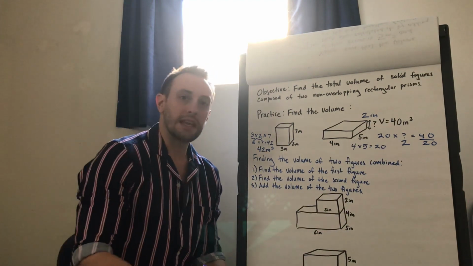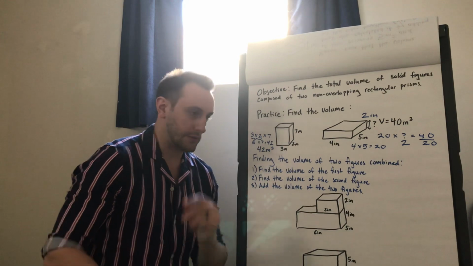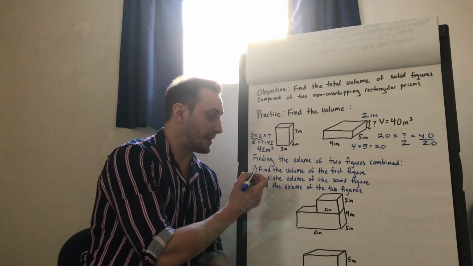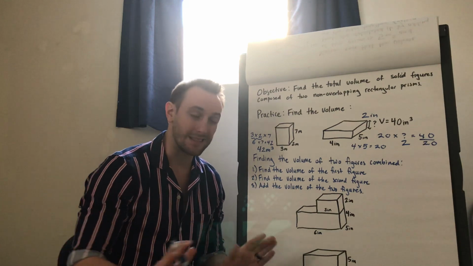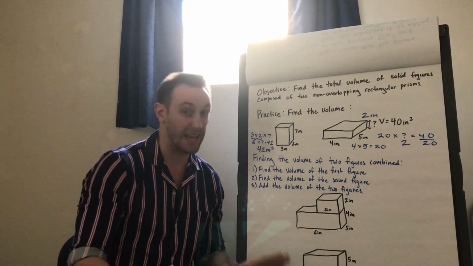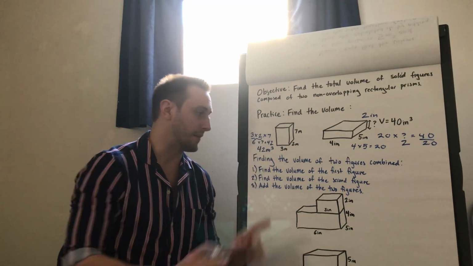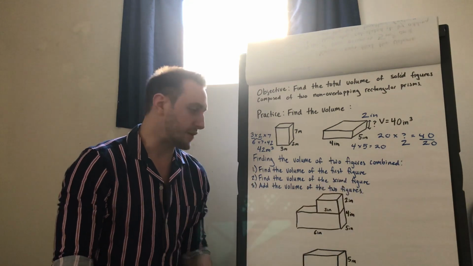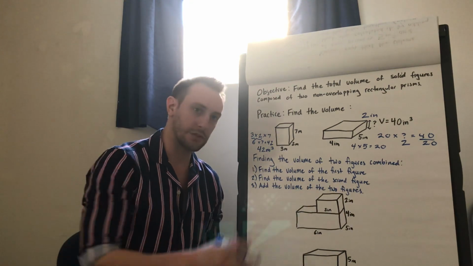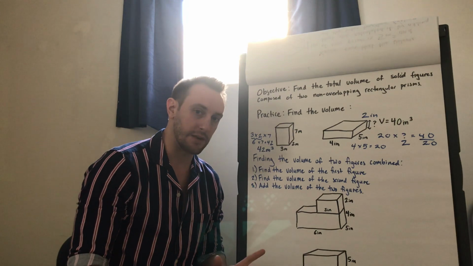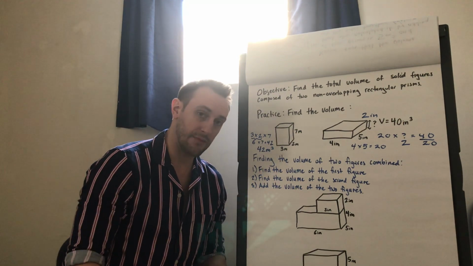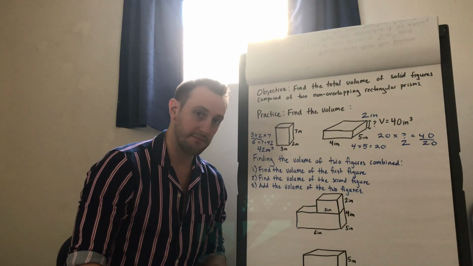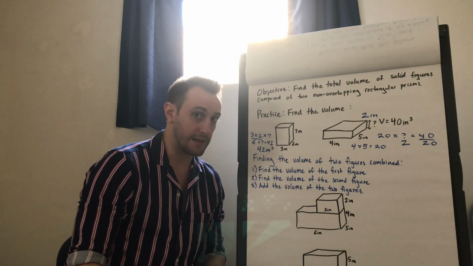Let's get to today's meat and bones. So what you do here is that finding the volume of two figures combined. There's a 3-step process. It's going to change your life, I'm telling you. So here we go. Step 1, find the volume of the first figure. Step 2, find the volume of the second figure. Step 3, add the two volumes. Okay? Simple 3-step process. We can do this.